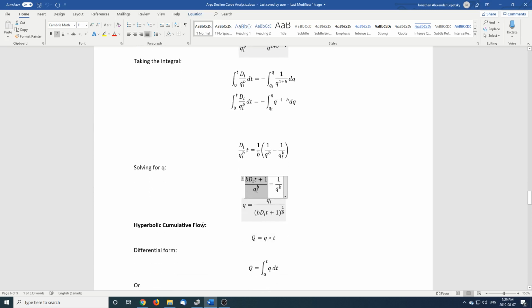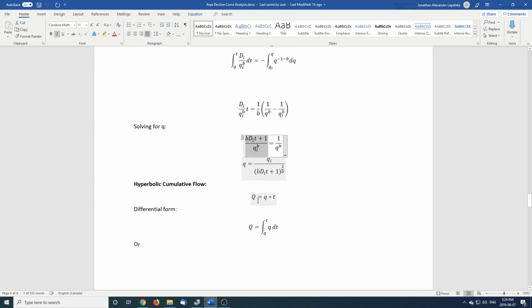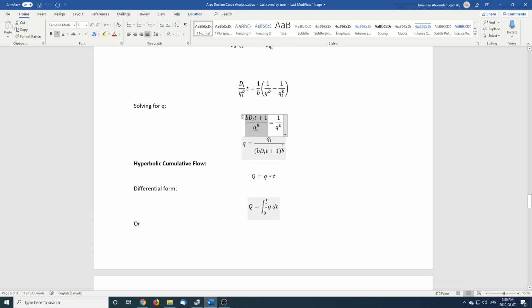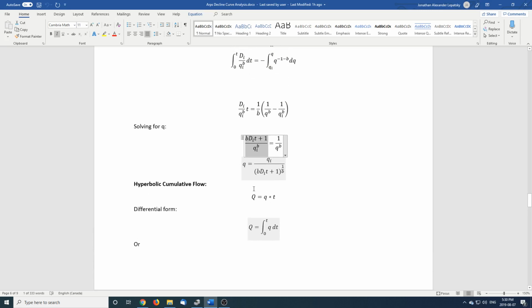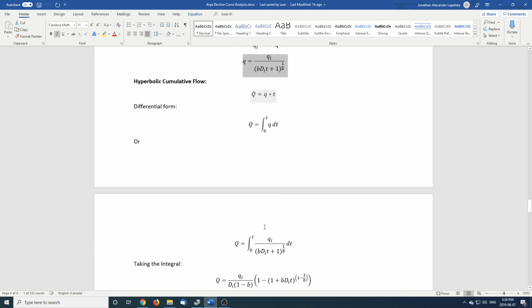Okay, so for the cumulative flow for hyperbolic, we're going to start with the same idea. We go, okay, cumulative flow, if q flow rate was constant, it would be just flow rate times time. But since it's not constant, then you have to do the differential form and take the integral, such as this. And now, just as in the last two examples, we're going to substitute this equation into here so that we can get it as a function of time, so we can do the time integral. So that's what this is.